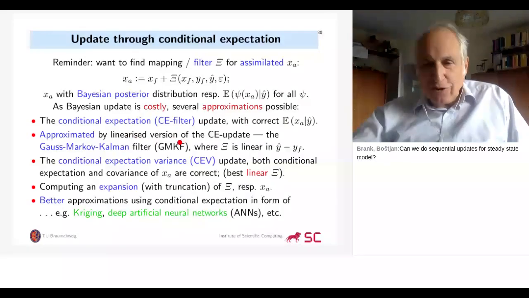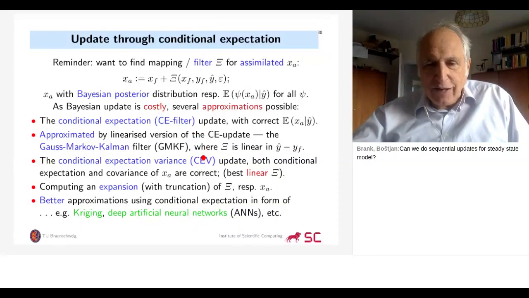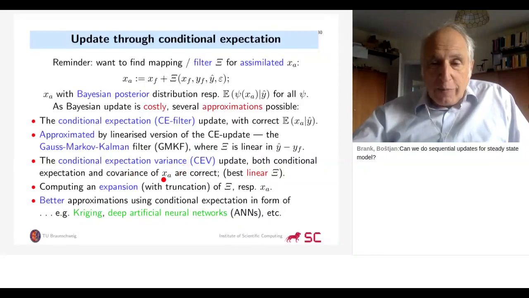Approximated by a linear version of this here, linear in y hat, we get what I call the Gauss-Markov-Kalman filter, which is linear in the difference here. Okay. Well, now this is a linear filter, but it doesn't have the correct covariance. So we can correct the covariance. It becomes the conditional expectation variance filter. Okay. Or we can make a better approximation of this guy here.